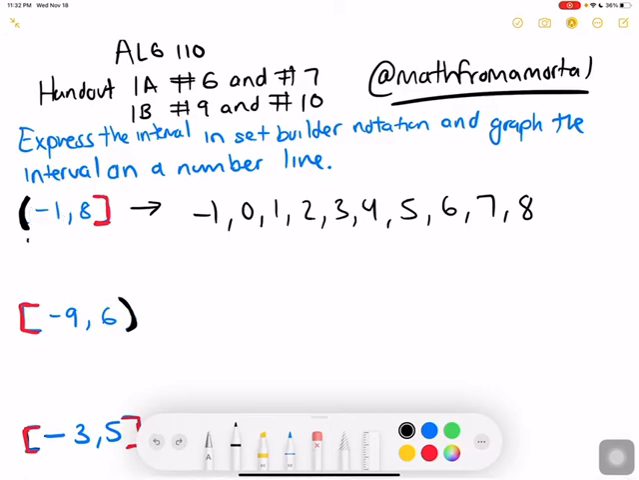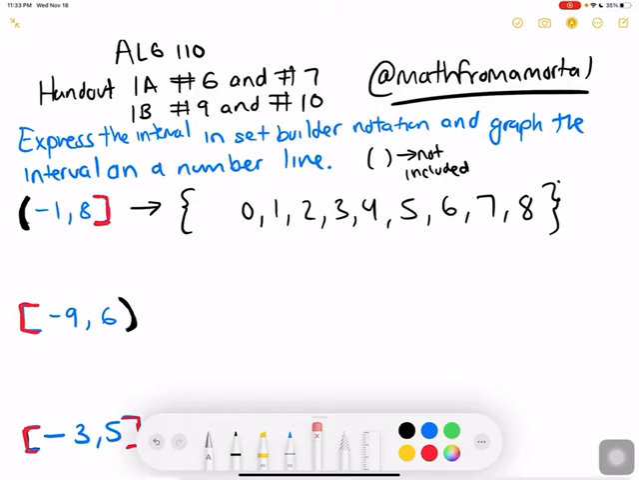So for parentheses, I'm just going to put a note over here. Parentheses, not included. So in reality, this number is not going to be part of this set. I'm just going to put the brackets to denote that this is a set. That means that -1 is not going to be part of the set. I cannot include it. This is thinking about integers only.